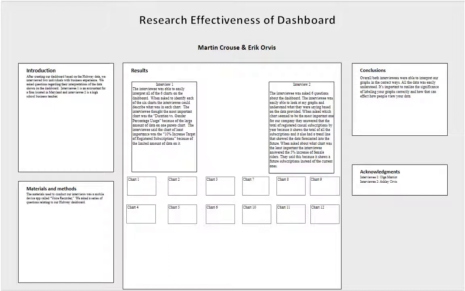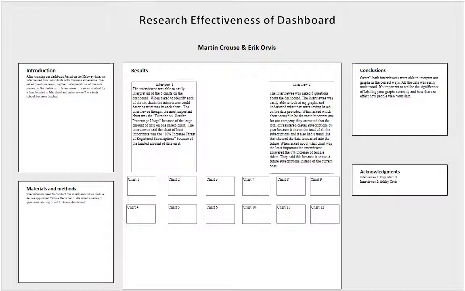For our introduction, we were given a set of data based on Hubway, a company that sold bikes. And with that, we analyzed it and created dashboards. And we interviewed two individuals with business experience. We asked them questions regarding their interpretations of the data shown on the dashboard.